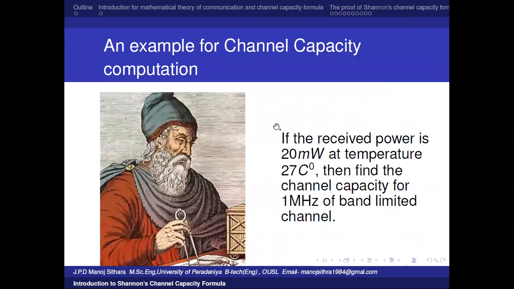And let me give you a small example to concretize the concept. Let us assume that we receive a signal power of about 20 milliwatts at room temperature, that is 27 Celsius. Also we can assume the channel bandwidth is 1 megahertz. That is a 1 megahertz band limited channel.